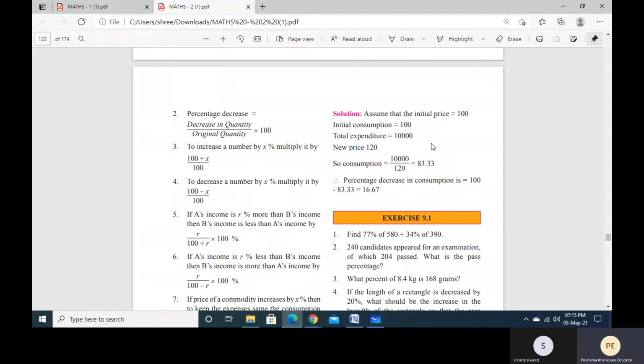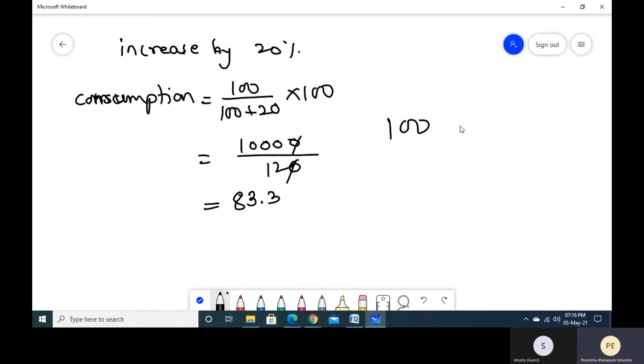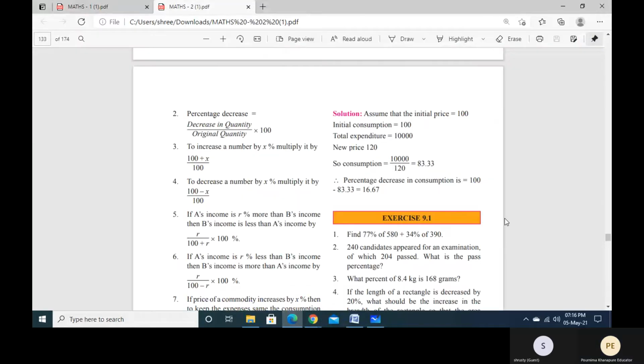Okay, what is the percent decrease? Originally we are consuming 100, now it is 83.33. Out of 100, just subtract 83.33 and you will get 16.67%. That is the percent of consumption we have to reduce. Getting it?